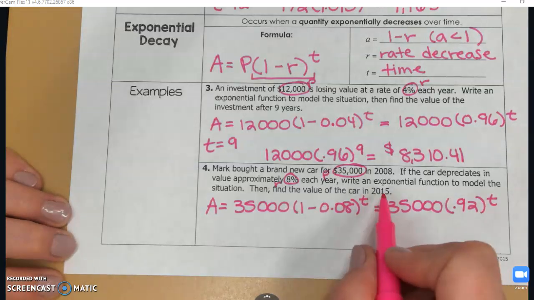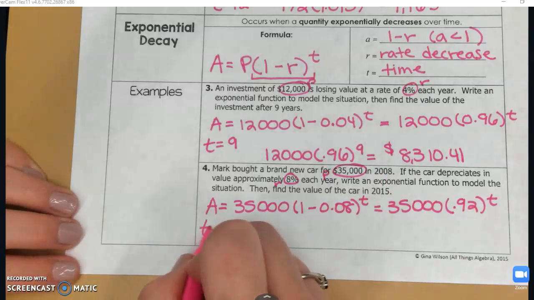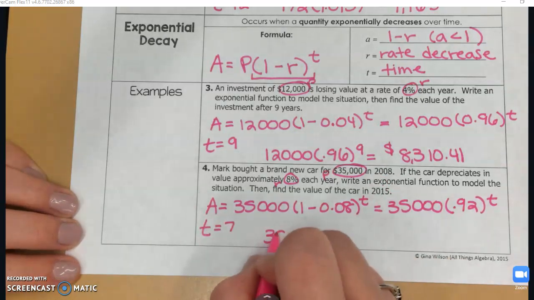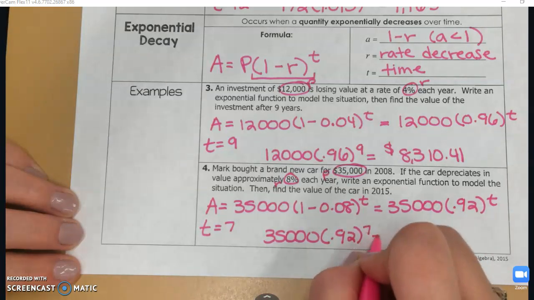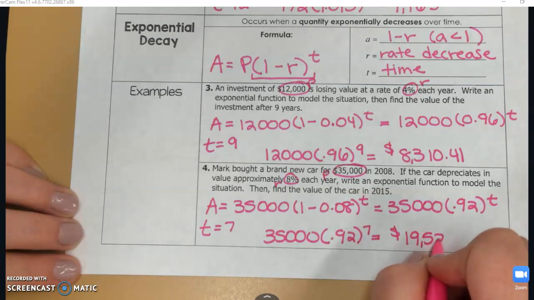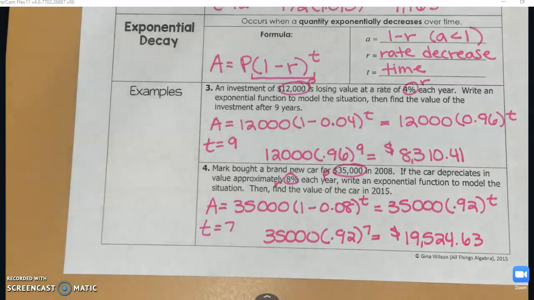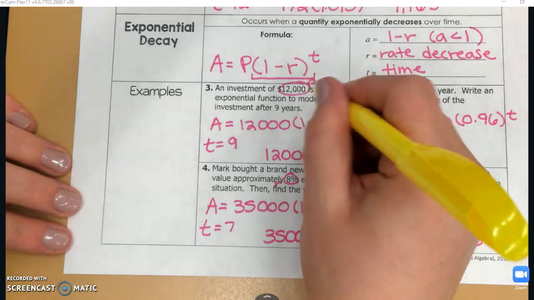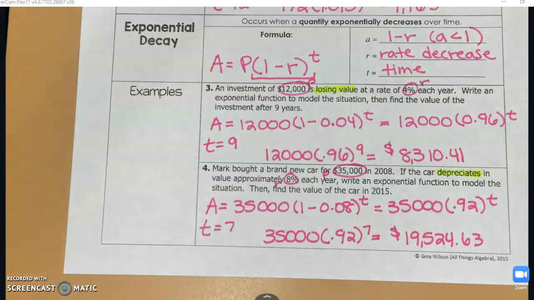Find the value of the car in 2015. Well, he bought the car in 2008, so from 2008 to 2015, that is 7 years. So I'm going to plug in 7 for t, and I'm going to get $19,524.63. So again, keywords that would indicate to me that this is decay: losing value, depreciates, decreases. Those are the words that tell me that I am losing value.